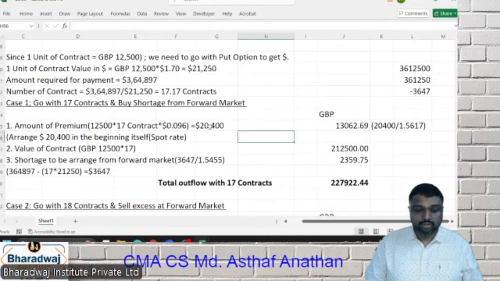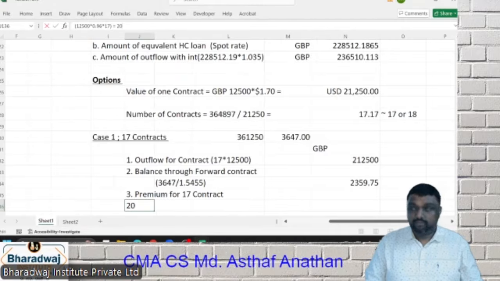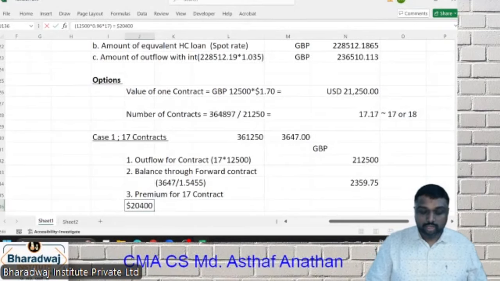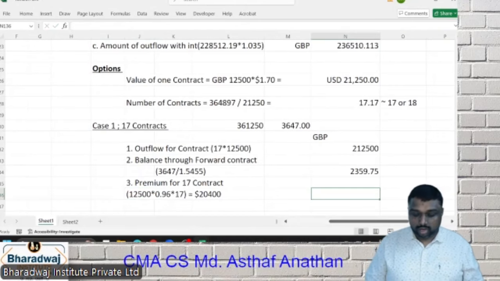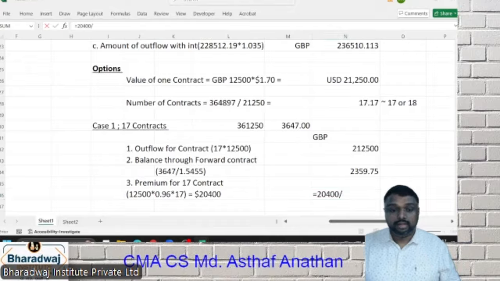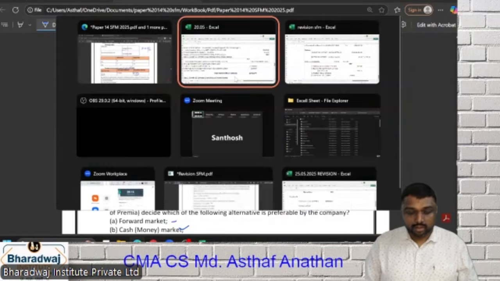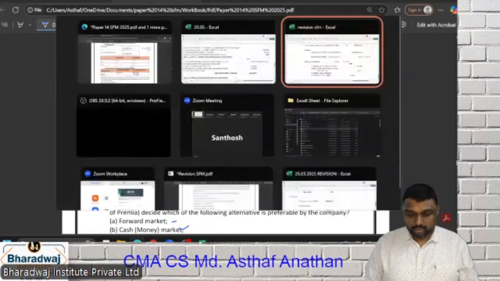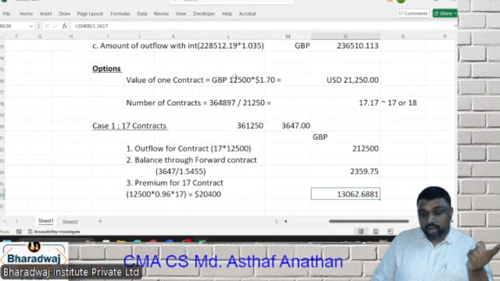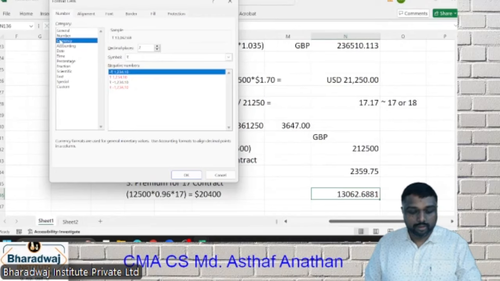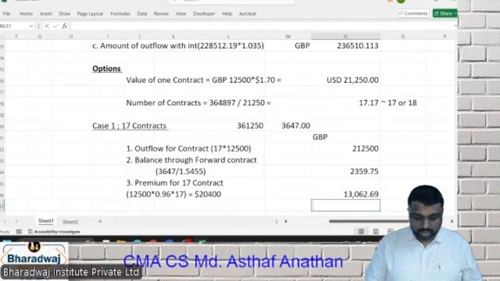It is coming to 20,400. I have already done the total, but you are not giving me 20,400. So it is in dollar expression, so you have to make the settlement. You have to make the premium payment at the spot rate, so you have to convert that 20,400. You don't have the direct rate, so you take the spot bid rate, that is 1.5617. This is the amount in GBP, because you have to convert dollars into GBP. So you get the number, friends. This is the total outflow under the 17 contract.